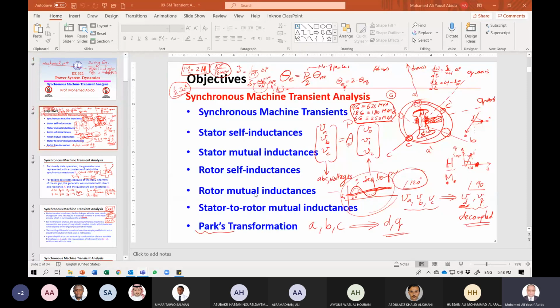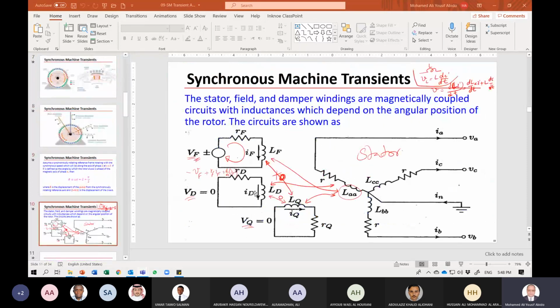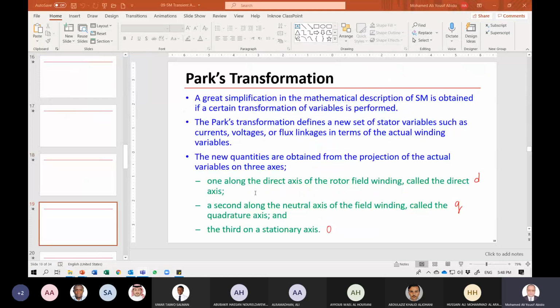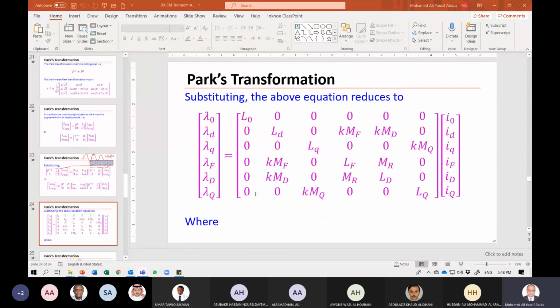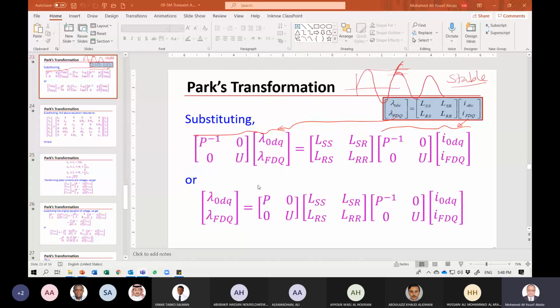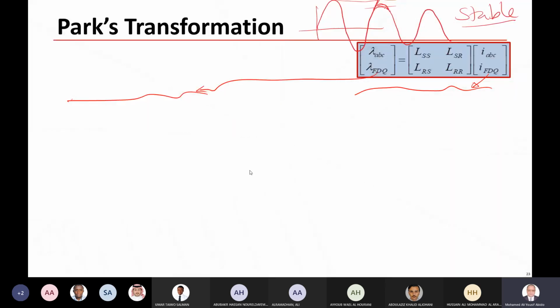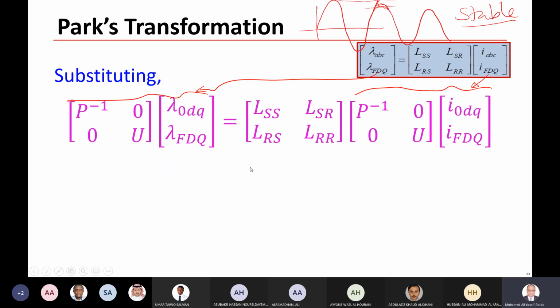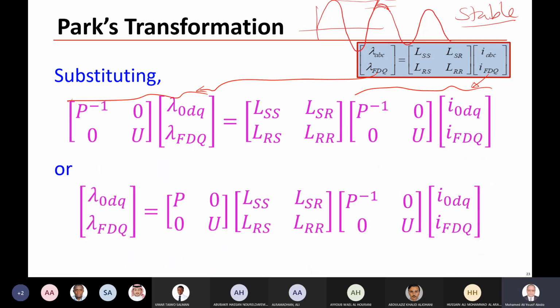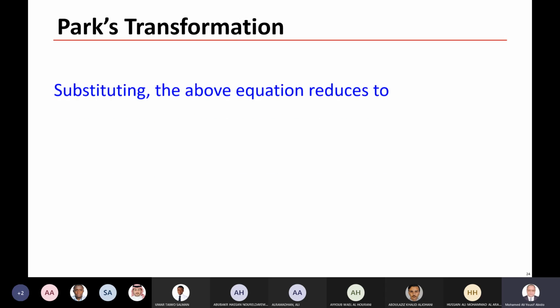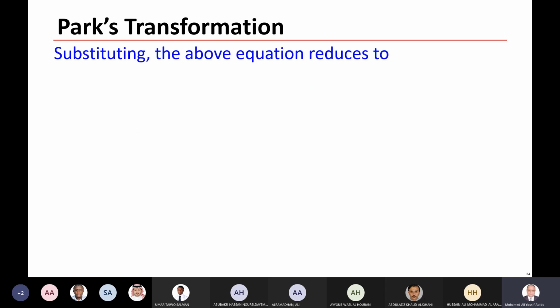Now we already covered all this, and we have a lot of equations here and there. Park's transformation. I think we stopped at this one. Park's transformation, as we mentioned earlier, is a transformation from ABC to DQ or 0DQ.